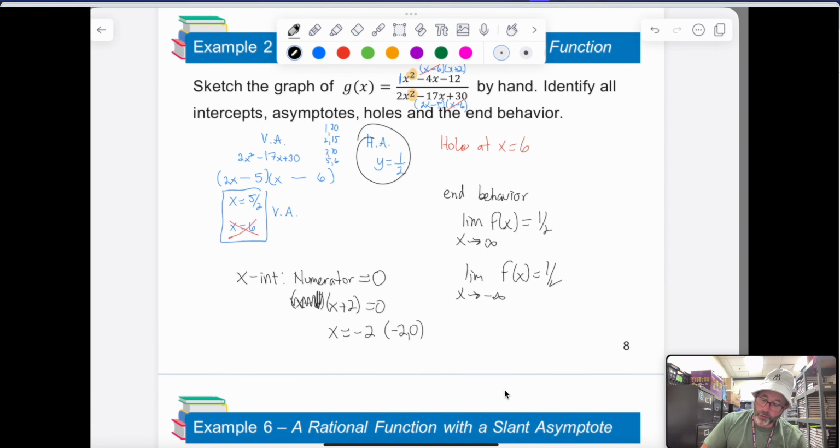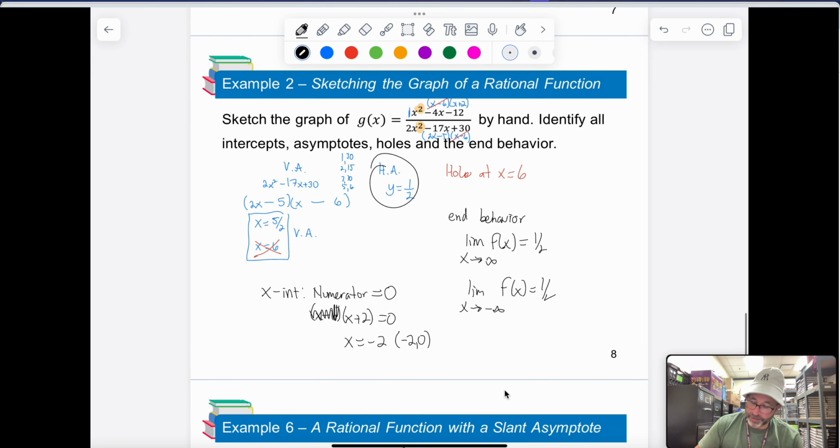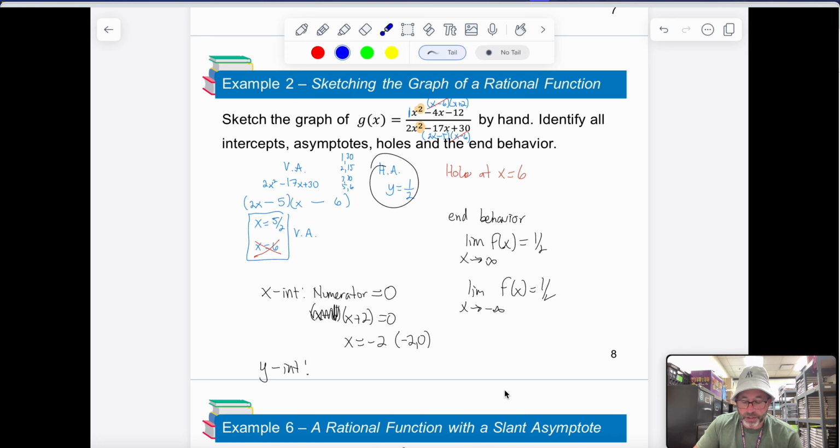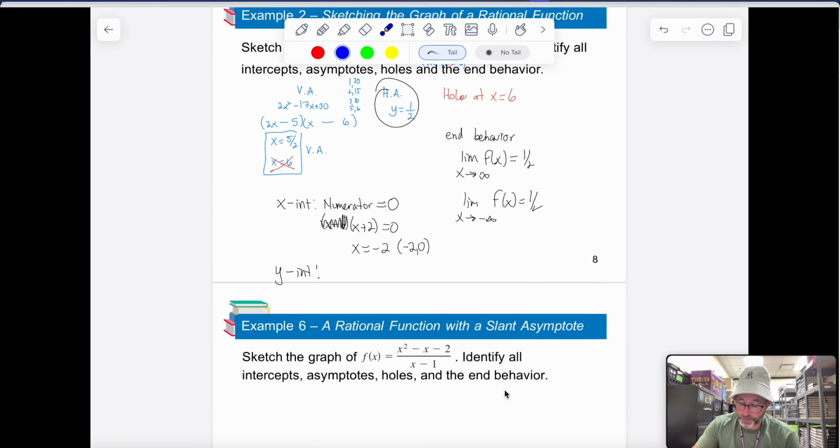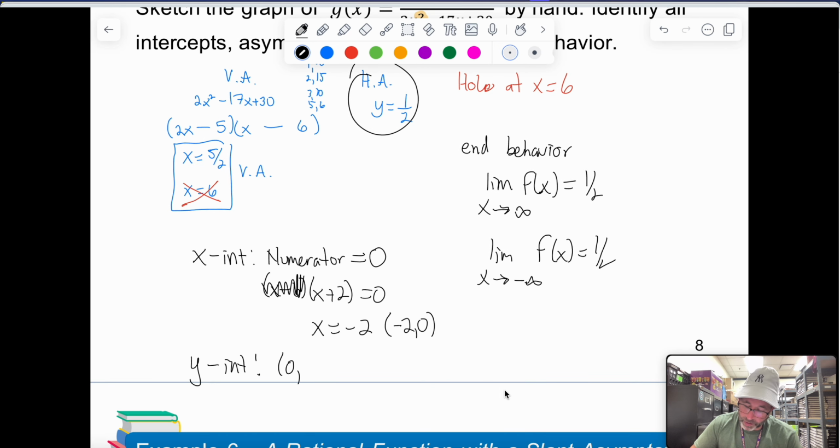For the y-intercept, that is even easier. The y-intercept is just as simple as taking all my x's and crossing them off. The reason we can do that is because the y-intercept happens when x is equal to 0. So if I cover this up, and this, and this, and this, those mean that x is equal to 0. We have negative 12 over 30, which I can reduce, and it becomes negative 2 over 5. So my y-intercept is 0 and then negative 2 over 5.